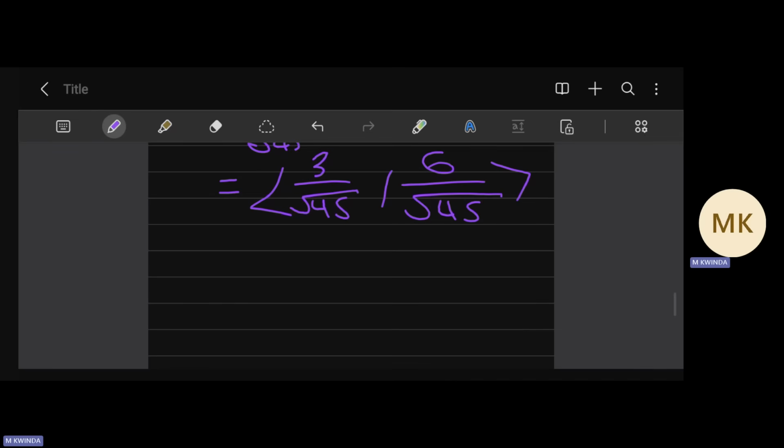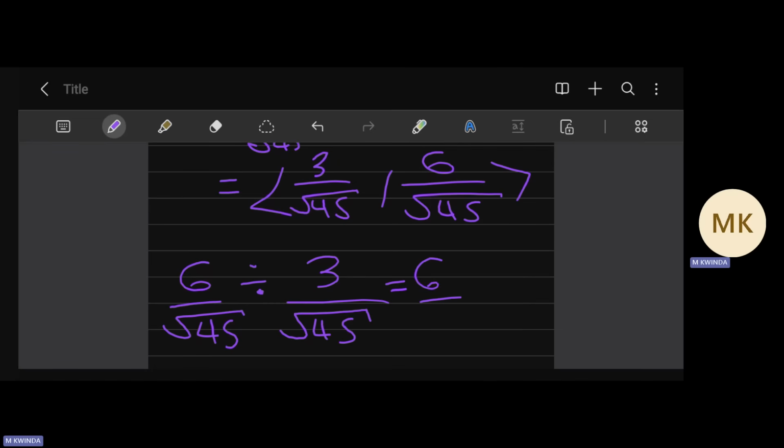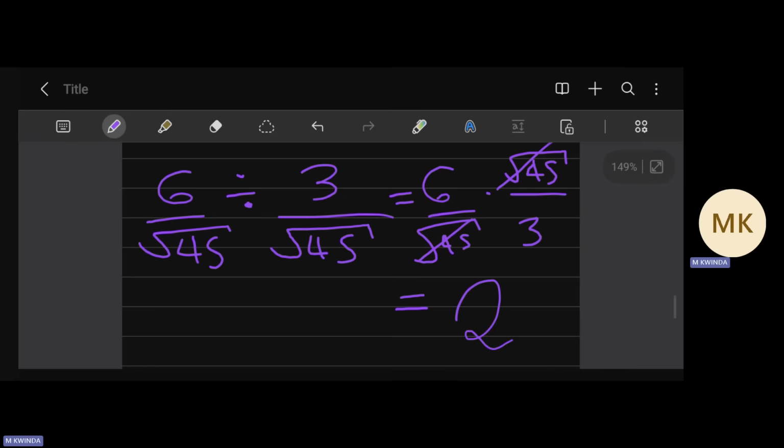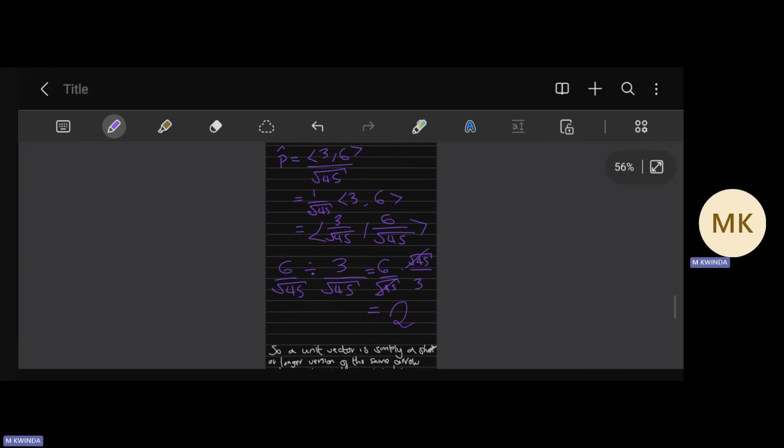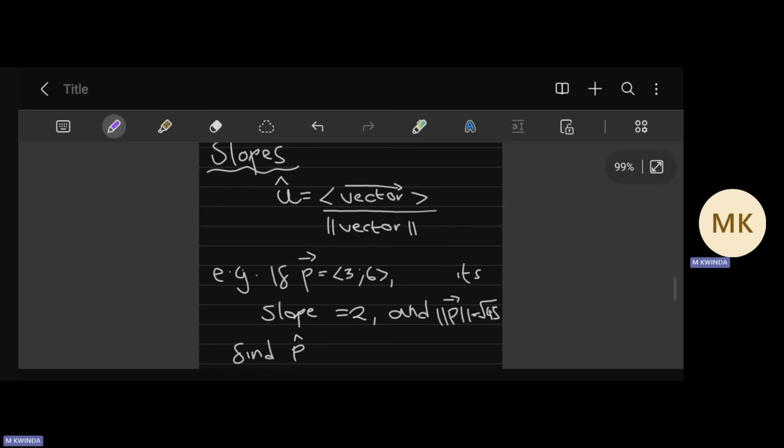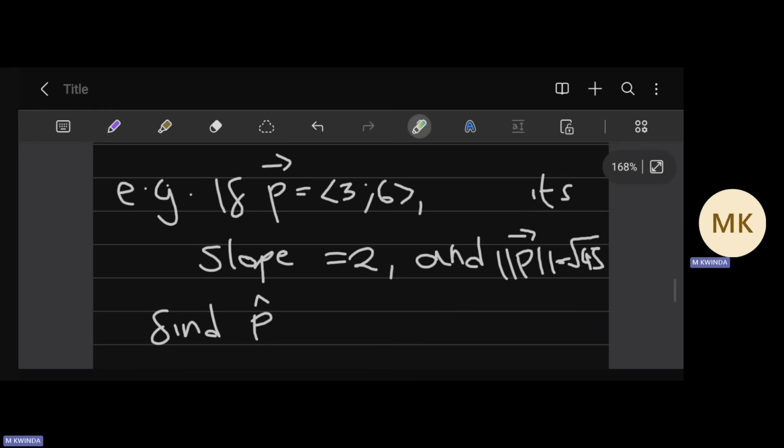If I were to take 6 over square root of 45 divided by 3 over square root of 45, this is the same as 6 over square root of 45 multiplied by square root of 45 over 3. If you were to cancel these two, you would have 6 over 3, and that is 2. Remember what they told us. They said to us that the vector P has a slope of 2.